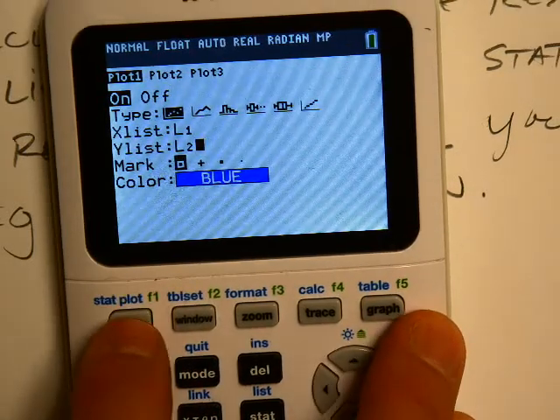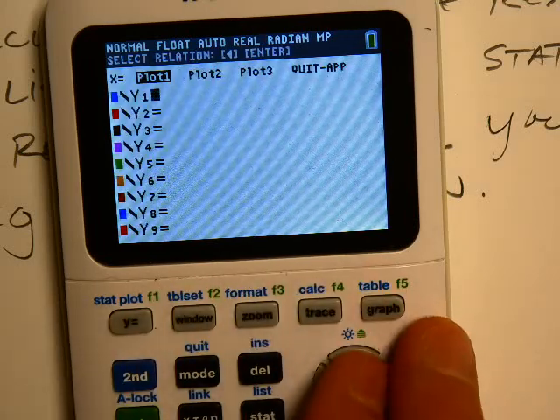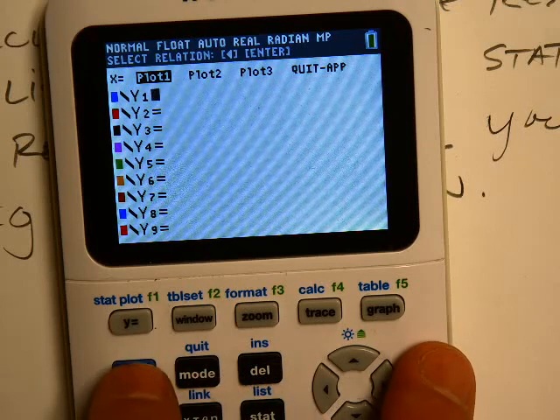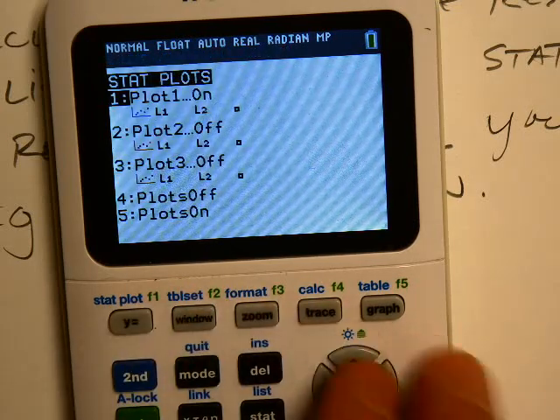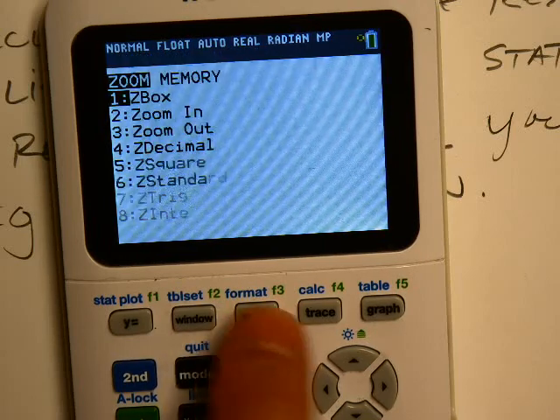You know, it might be wise to go to y equals and see if there's anything that you need to clear out of there. I think I'd get rid of anything that's there so that you're just getting the scatter plot. So if that's clear, we can go back and hit graph, and you'll probably need to zoom 9 that.